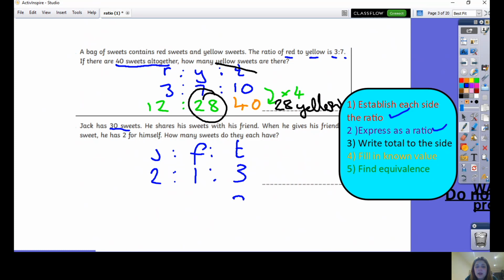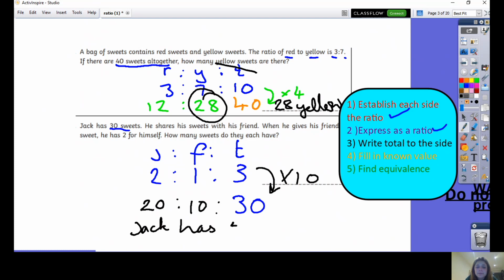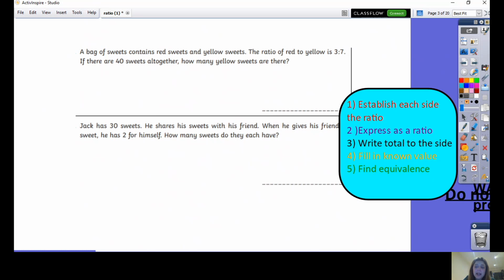Now, in this example, there are 30 sweets in total. So we need to work out how to get from 3 to 30. We're timesing by 10. 1 times 10 is 10, and 2 times 10 is 20. That means in this example, Jack has 20 and his friend has 10. You should have written that out as a sentence. Well done to everyone who's practicing their ratio problems and getting more and more confident.